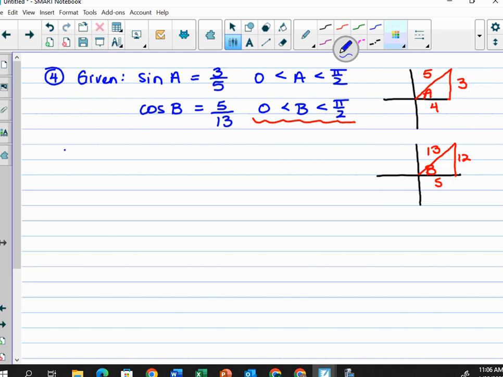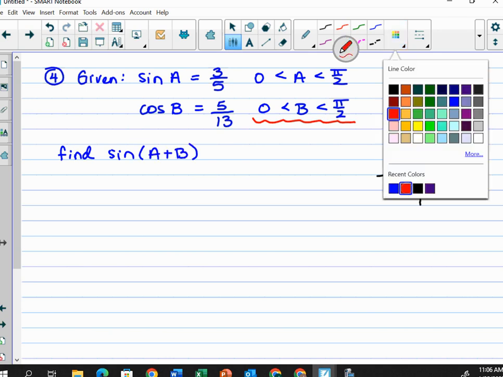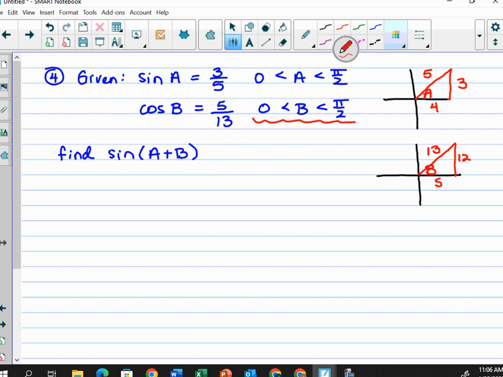The rest of the question is going to say find sine of A plus B. Could you write sine of A plus B expanded with your formula? Let's do it with the A's and B's first. Sine of A cosine B plus cosine A sine of B. Please say sine and cosine, not sin and cos.